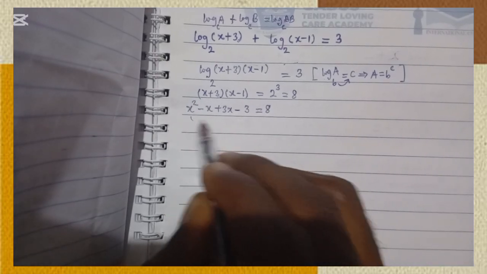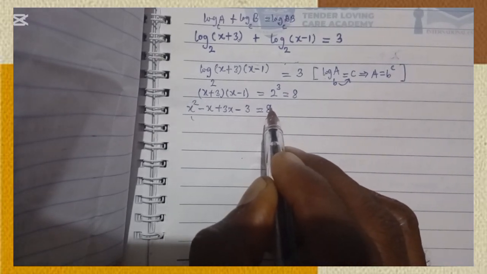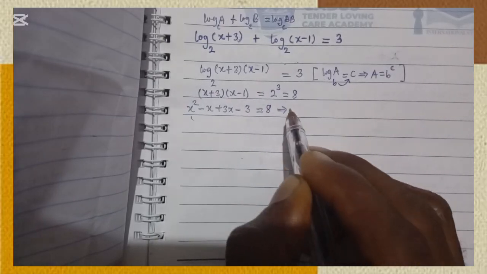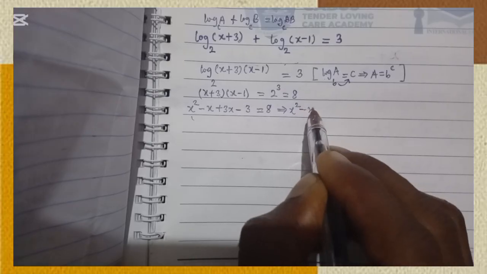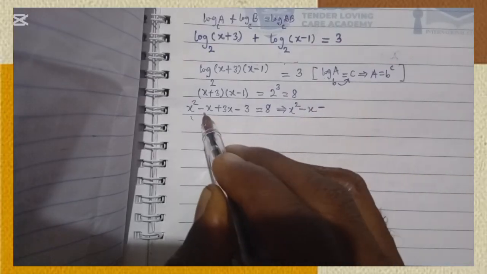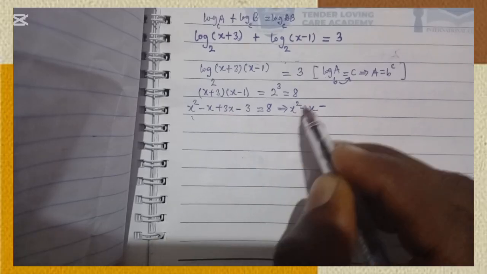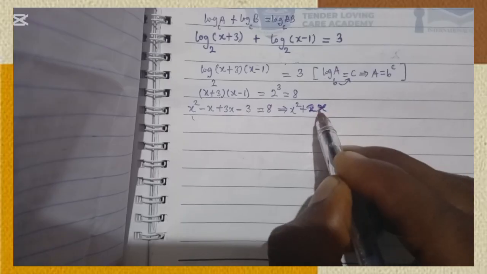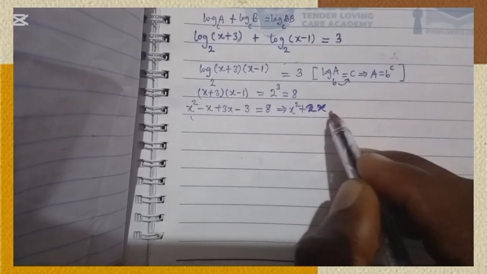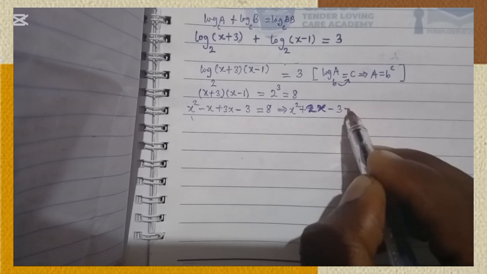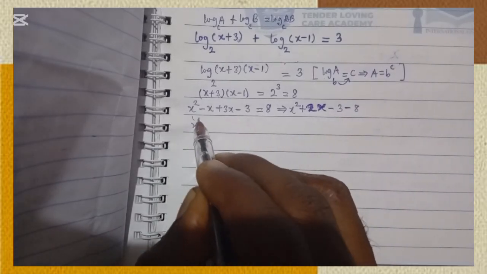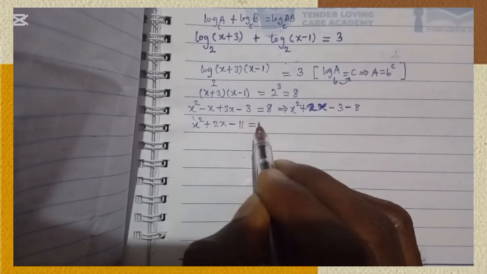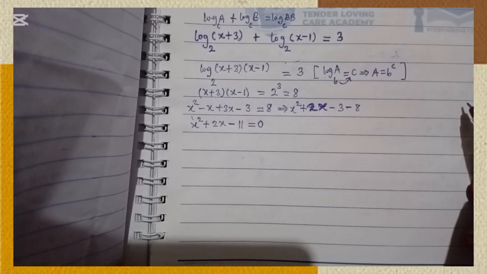This has taken the form of a quadratic equation. We can rewrite it by bringing this value to the left hand side of the equation, so that we have 0 on the right hand side. So this implies that x squared, then minus x plus 3x is going to give us 2x. Both of them are like terms. When we bring minus 8 to this side of the equation, our final equation becomes x squared plus 2x minus 11 is equal to 0. This gives us a quadratic equation that you can solve.